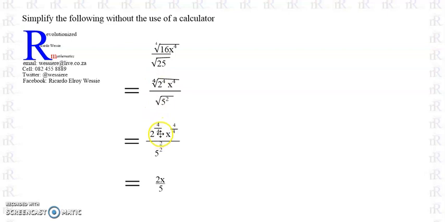So we divide by 4, we divide that 4 also by 4. The index for this surd is the square root, so that's a 2. Therefore, we divide by 2. So our answer for this one then comes to 2x over 5.